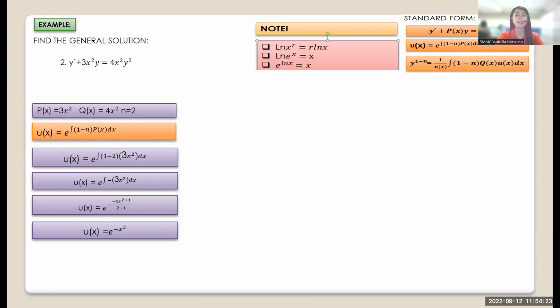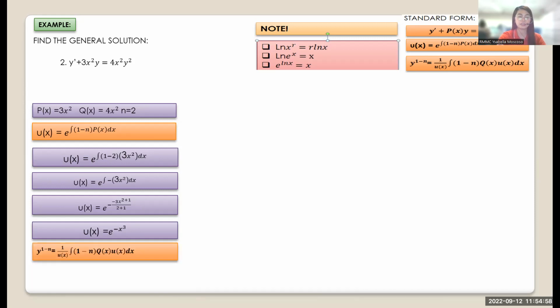The answer is yes. It's because wala kayong nakikitang ln na values natin. Kailan lang ba tayo nagkakaroon ng ln? It is kapag yung p of x ninyo is a value of function or fraction form. Kasi that is equivalent to 2 ln of x. So since yung ating p of x value is not in the fraction form, therefore, we can conclude that your integrating factor is equivalent to e raised to negative x cubed. Okay? So we did solve for your integrating factor.